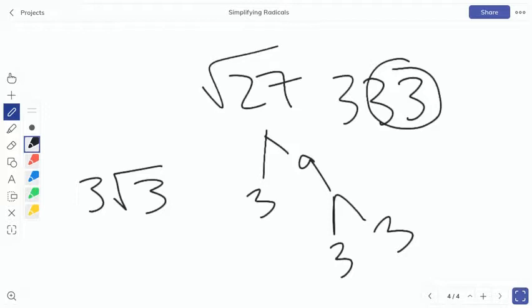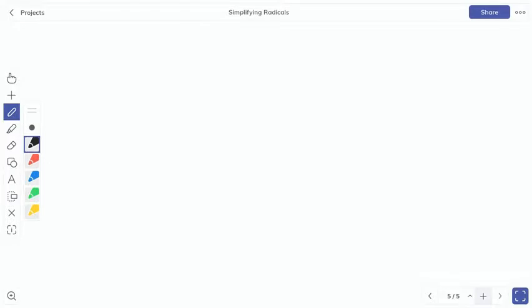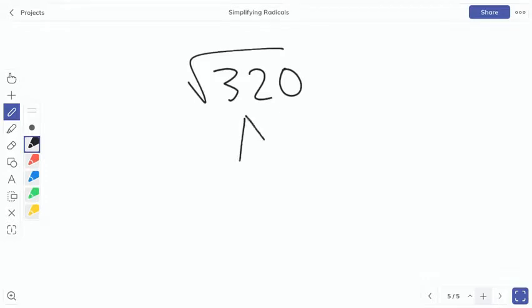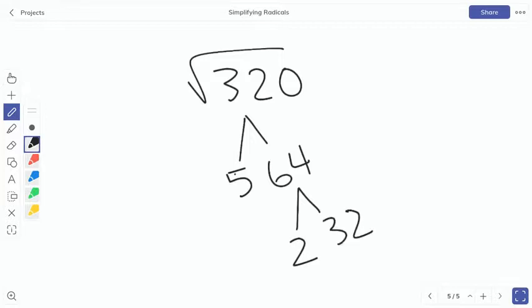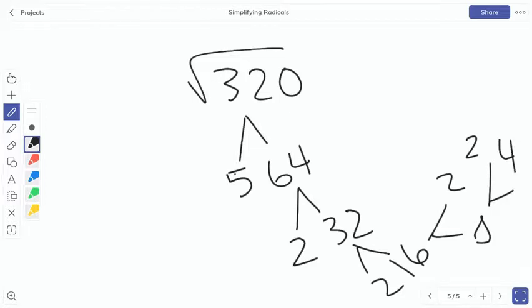Now we will look at a more difficult one. The square root of 320 can be divided by 5, leaving you with 64, which can be divided by 2, leaving you with 32. 32 can be divided by 2, leaving you with 16. 16 can be divided by 2, leaving you with 8. 8 can be divided by 2, leaving you with 4. 4 can be divided by 2, leaving you with 2.